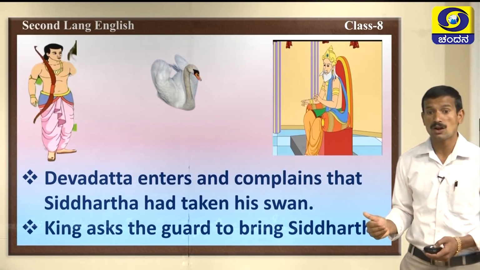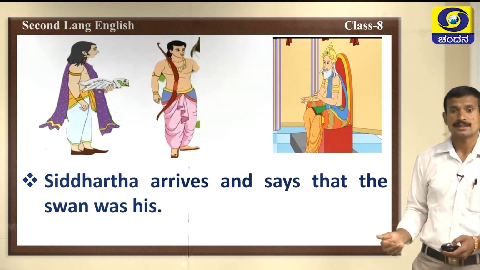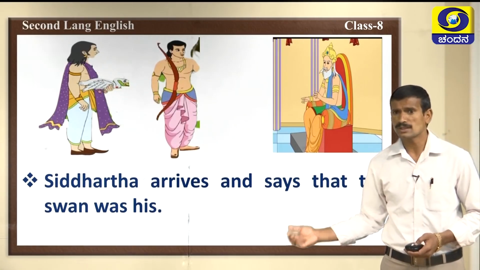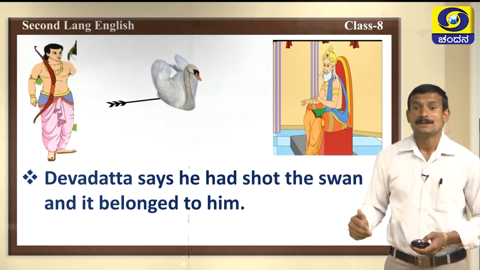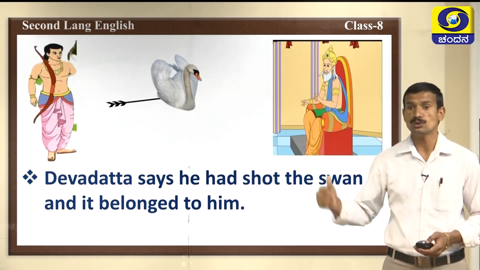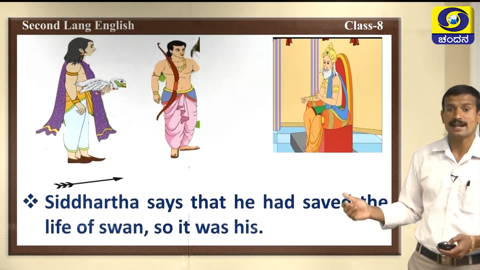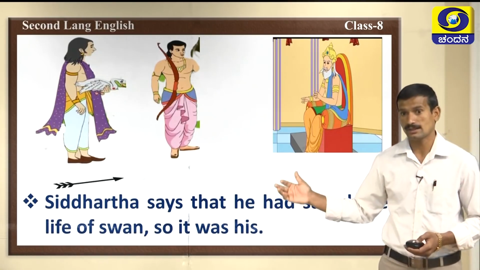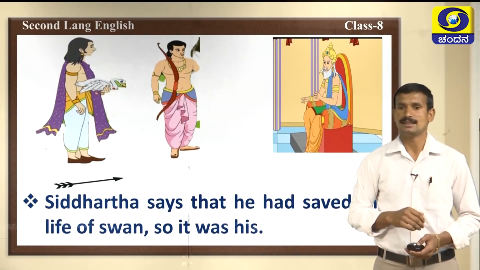King asks the guard to bring Siddhartha. Next point, Siddhartha arrives and says that the swan was his. What was the reason given by Siddhartha? Yes, Devadatta says he had shot the swan and it belonged to him. But at last, Siddhartha says that he had saved the swan's life, so it was his. This is the story, the play we had discussed in the last class.